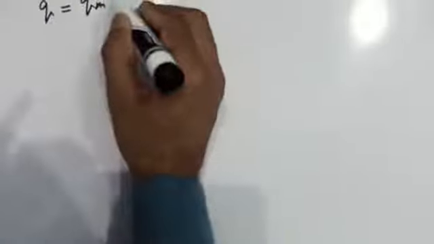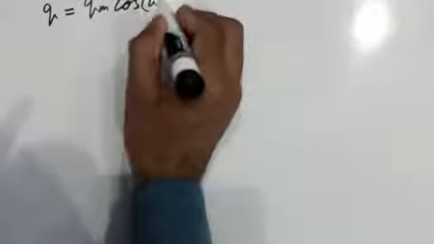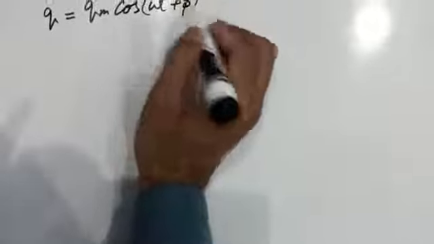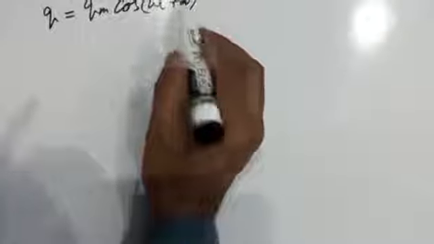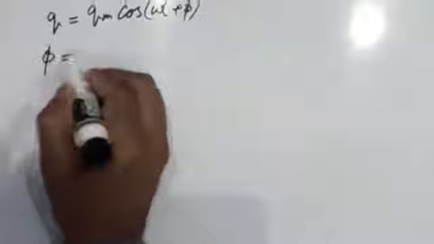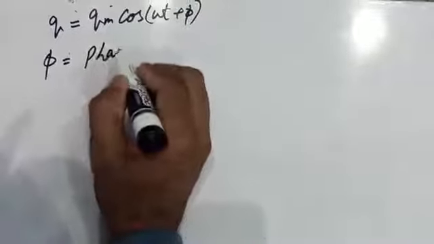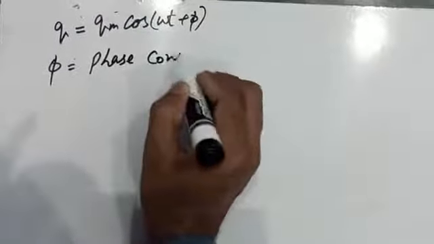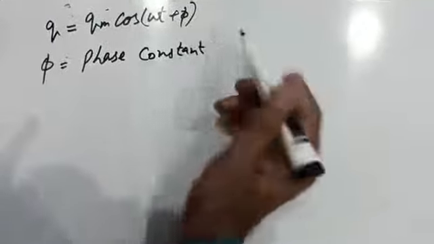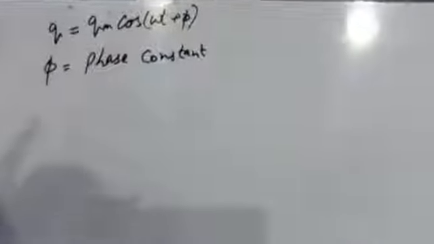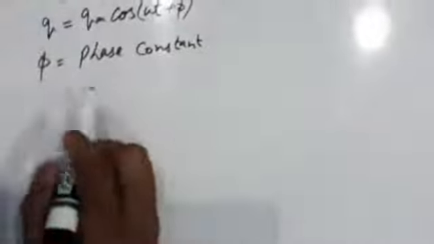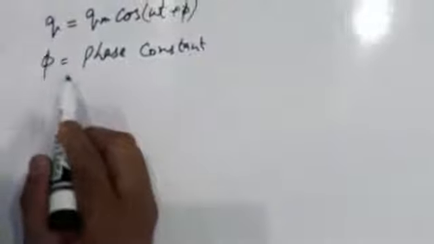Now we talk about the phase constant phi. The equation of charge is given as Q is equal to Qm cos(omega t plus phi). This phi is known as the phase constant. The value of the phase constant phi is decided by the initial condition.